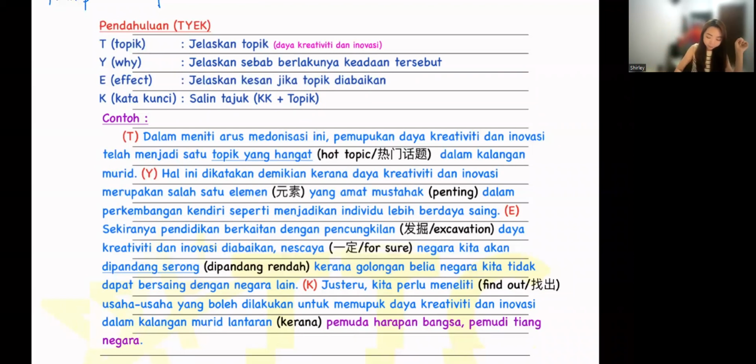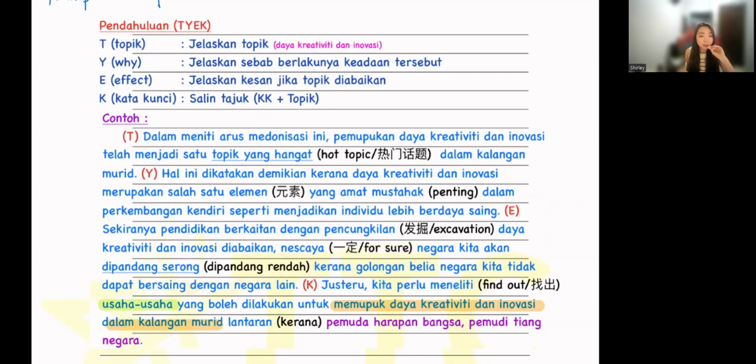So we just combine. Just the root, it means oleh itu lah guys. Kita perlu meneliti. Usaha, this one is the kata kunci. Then after that, yang boleh dilakukan untuk memupuk daya kreativiti dan inovasi. This one is your topic. Lantaran sama dengan kerana. So if you want to say oleh itu, you may also use lantaran itu.